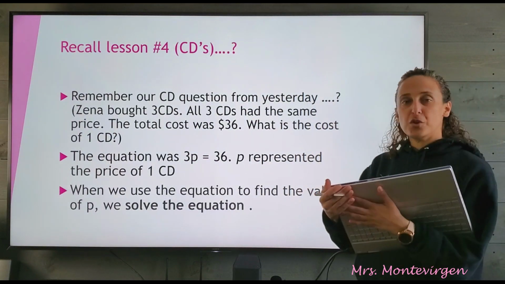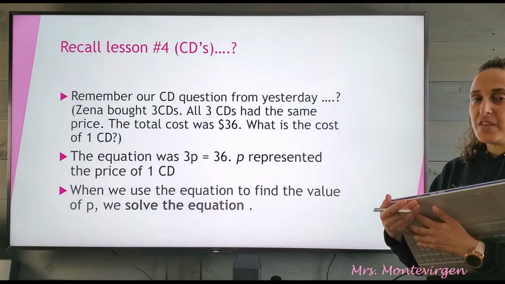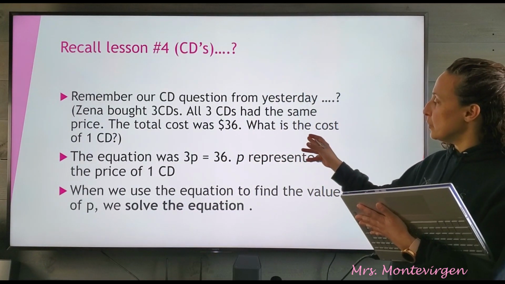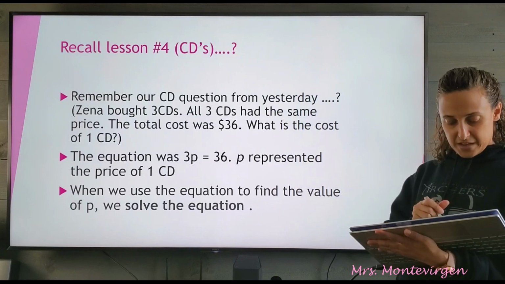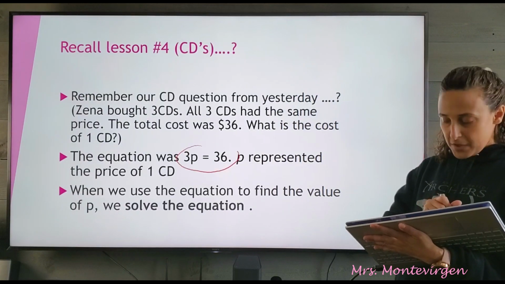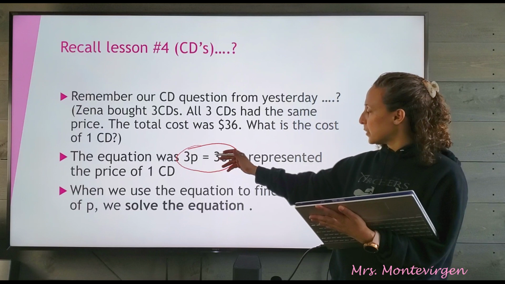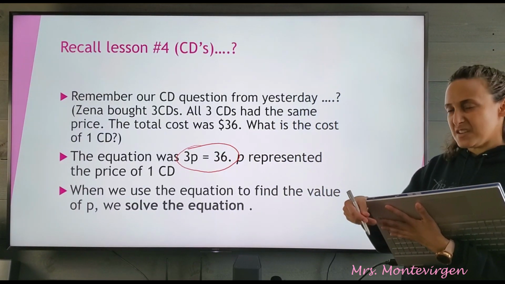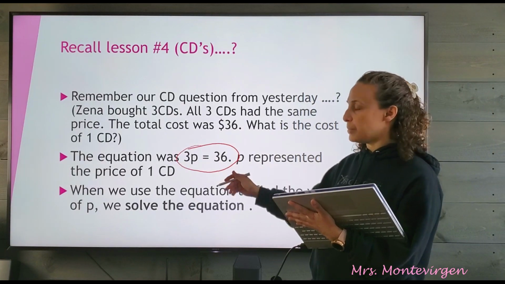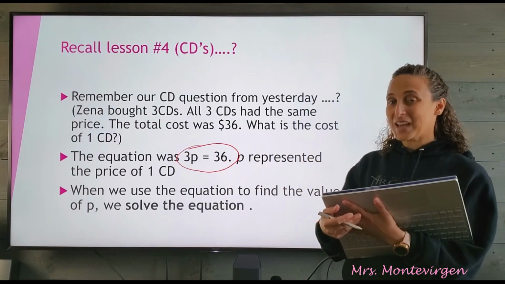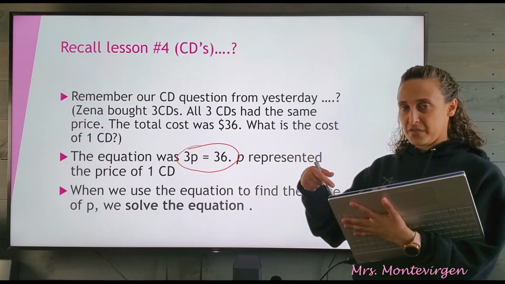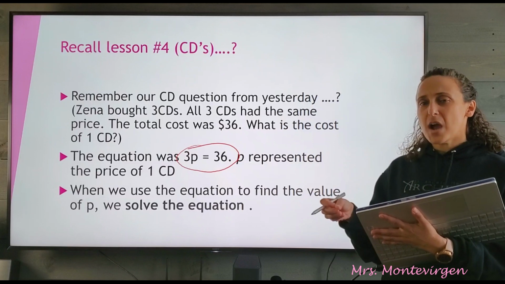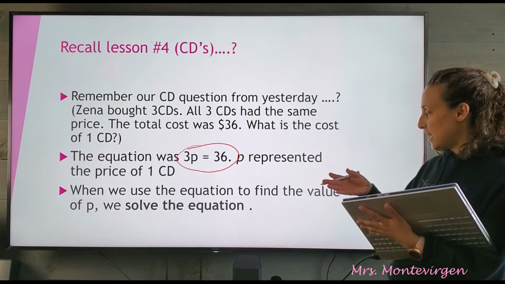Now, I'm going to ask you to recall from lesson 4 when we had that question with Zena buying 3 CDs, and we knew that the total cost was 36. And we set up the equation like this. We had 3p equals 36. Well, I wanted to bring that to this lesson because this is a good example of what we call an algebraic equation. And if you remember the previous lessons that we've done, I see the equal sign and the answer. So now I have officially an equation.